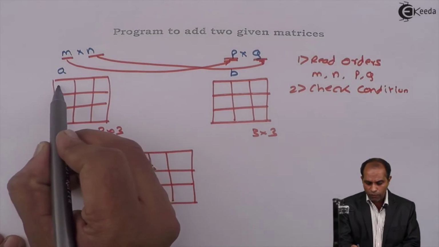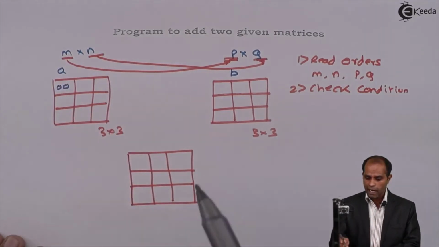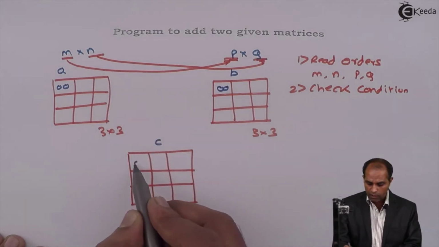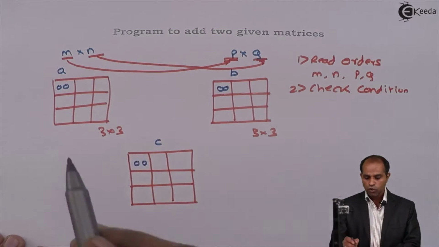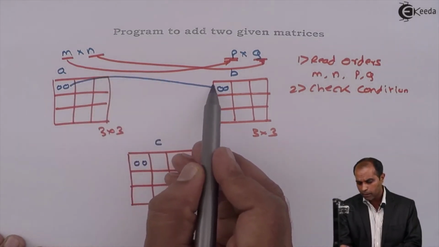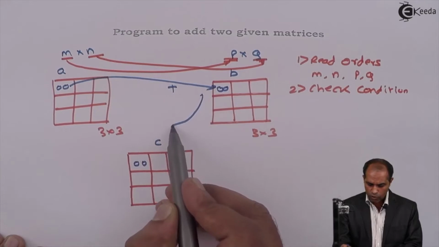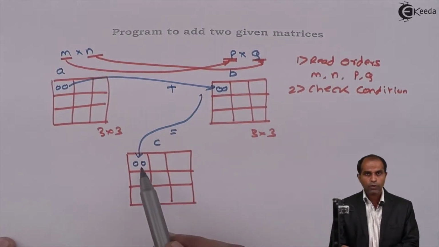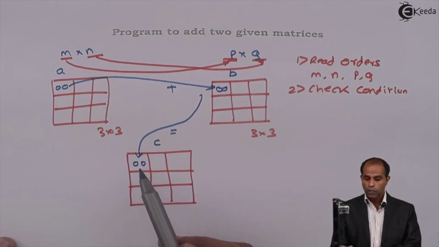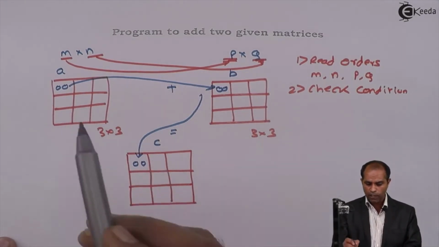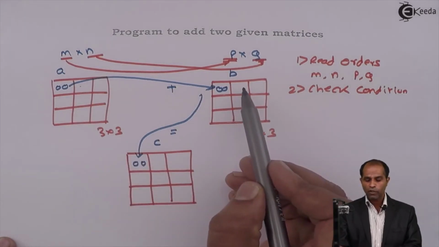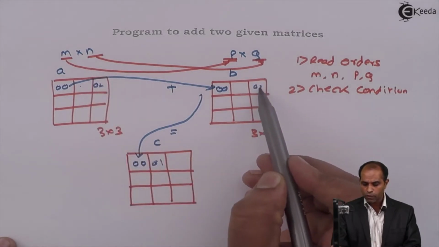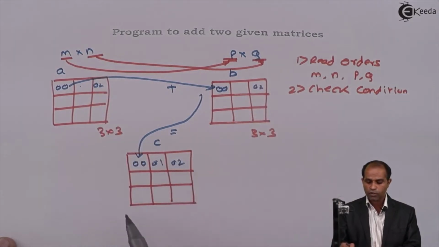The value of A of 0, 0 is added with the value of B of 0, 0, and this is stored in the result as C of 0, 0. So A of 0, 0 gets added with B of 0, 0 and the result is stored back to C of 0, 0. Similarly, to get the next element C of 0, 1, A of 0, 1 should be added with B of 0, 1 and the result should be stored in C of 0, 1. A of 0, 2 should be added with B of 0, 2, the result should be stored in C of 0, 2 and so on and so on.